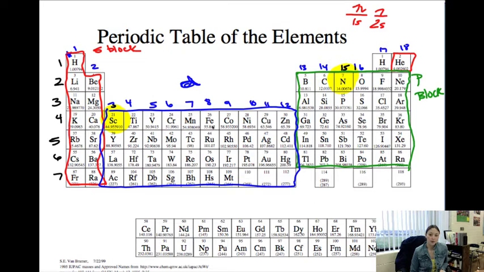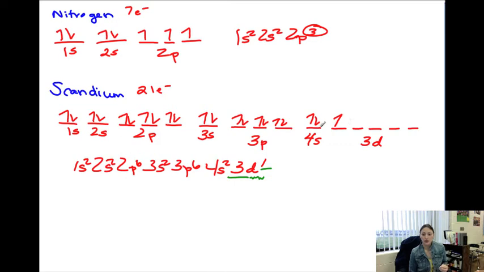Okay? Now these D's are the ones that get a little bit crazy and are 1 level off of their row number. So if we're going to scandium, I go through both of these S's, so 1s2. I go through both of these S's, so 2s2. All of these P's, I'm not yet to scandium, is 2p6. Not to scandium yet, so I go through both of these 3s's, so 3s2. All of these p's, 3p6. All of these 4s's, so 4s2, and there I am at scandium. And I know from before that it should be 3d1.